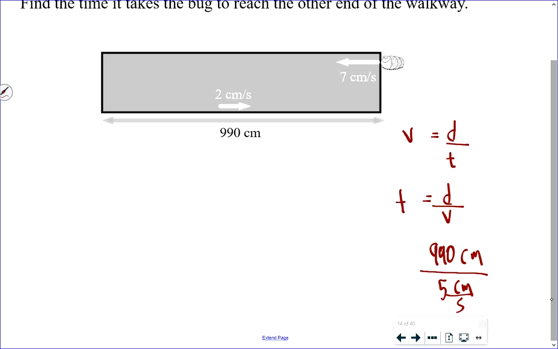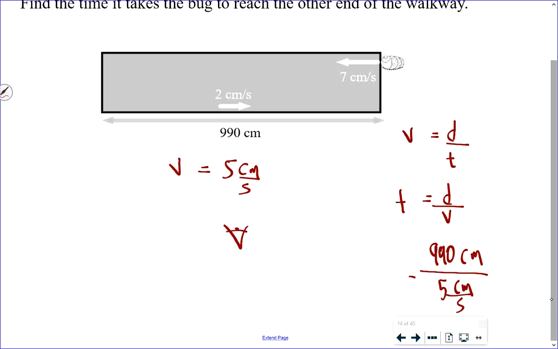Because the walkway is moving the bug in the opposite direction to the way the bug wants to move, what we're learning here is the velocity of the bug relative to the walkway is 7 centimeters per second, but the velocity or speed relative to us out here watching it will only be 5 centimeters per second. Again, I don't care about direction. I keep saying velocity, but the speed of the bug. We'll get to the velocity aspect in a second.